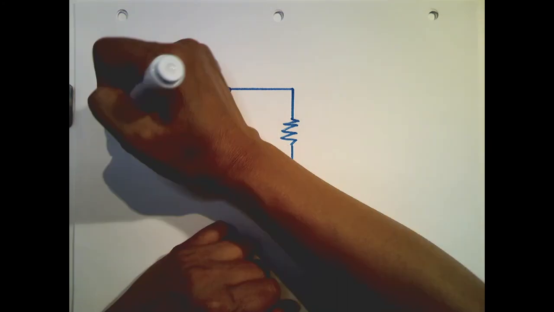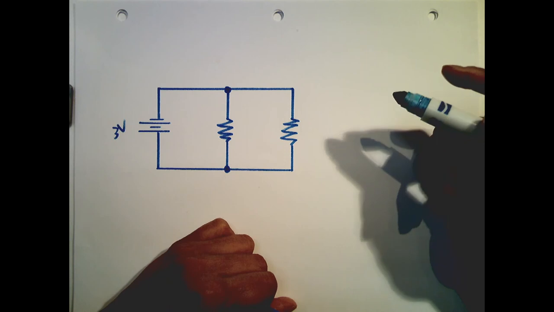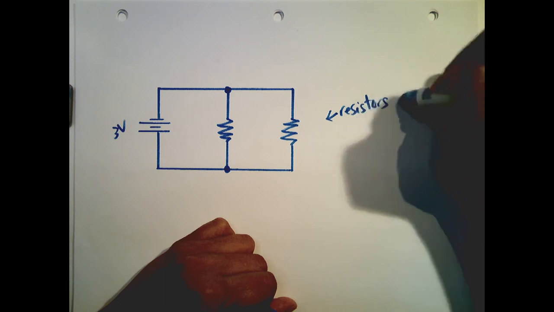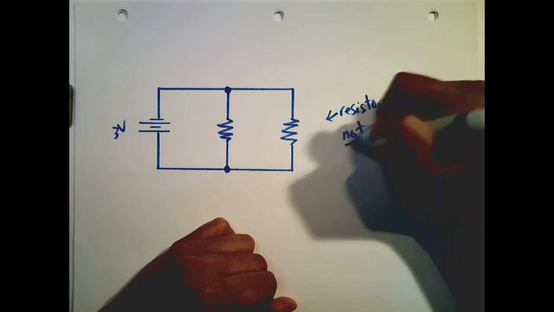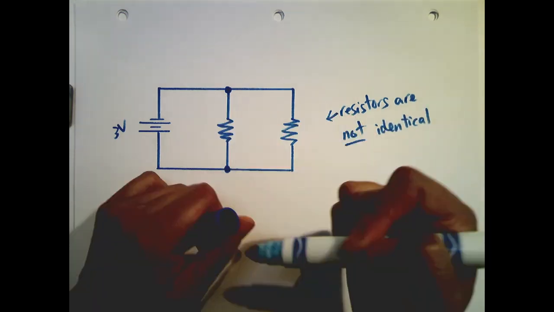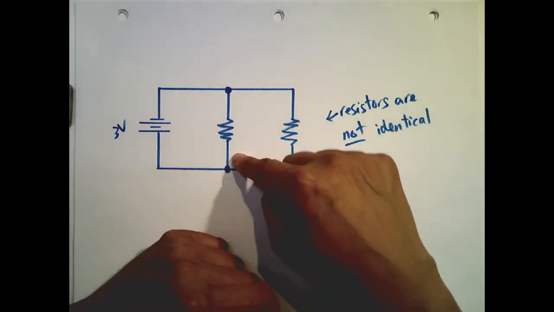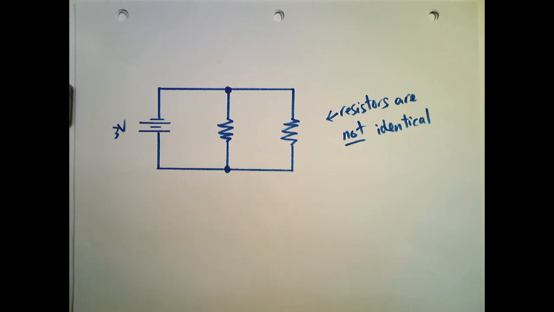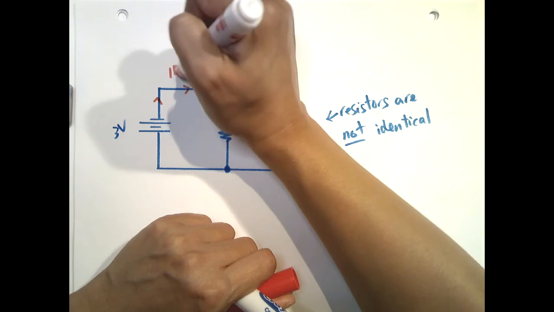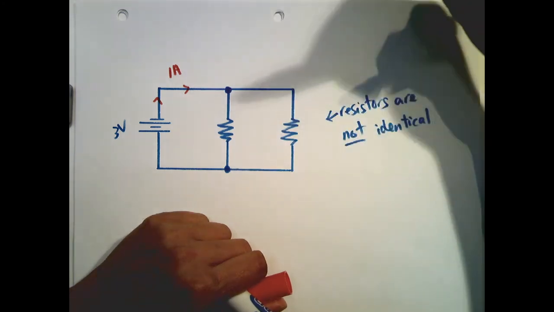So let's pretend that these 2 resistors are not identical, all right? So in other words, one branch is going to suck up more energy or will require more electron flow than the other, okay? And so let's pretend we're going to have 1 amp again, and it's going to hit this junction. Now at this stage, the electrons have a choice.